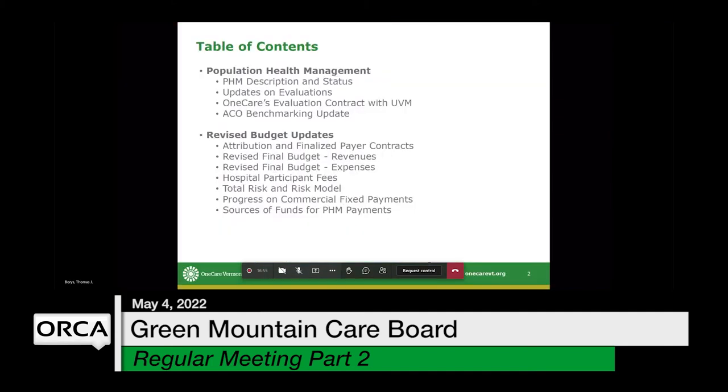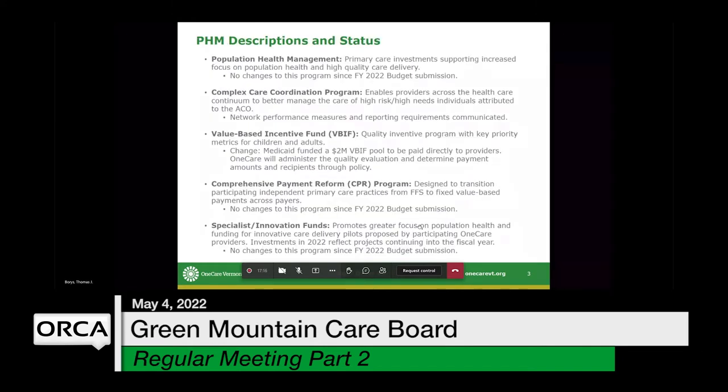All right, introduction here. We've broken the presentation down into two different components. One is updates as requested on the population health management programs, go through those, and then shift into the actual budget itself with a little bit of a look at attribution, revenues, expenses, et cetera, as we dive in. So we'll get started on the population health management descriptions and status. PHM is population health management for reference.